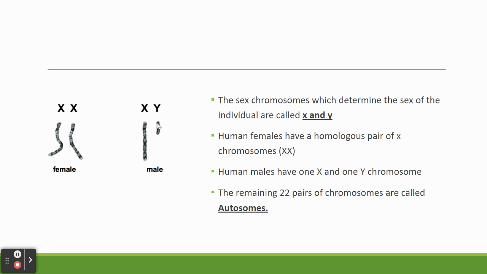And you can see that the Y is a lot smaller than an X is. This is why I was trying to tell you guys that a Y chromosome only has around 100 to 200 genes on it, but an X chromosome could have up to 900 different genes on it. So the size of a chromosome does determine how many genes are on it.